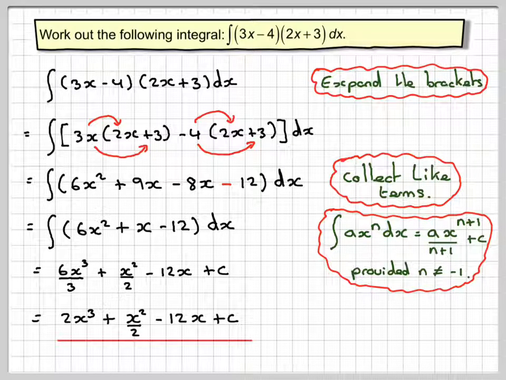So this has been a video to show you how to do an integration by expanding two brackets. I hope you've understood, and I thank you very much for watching.